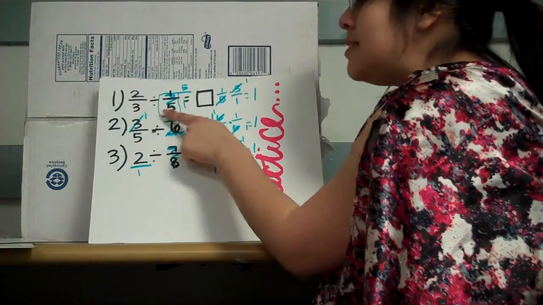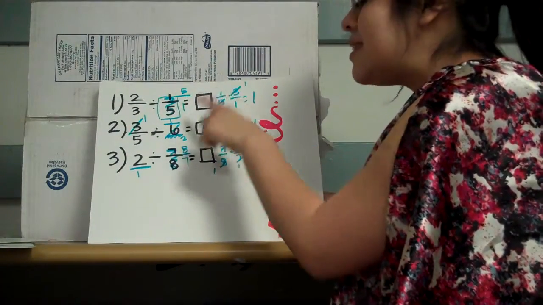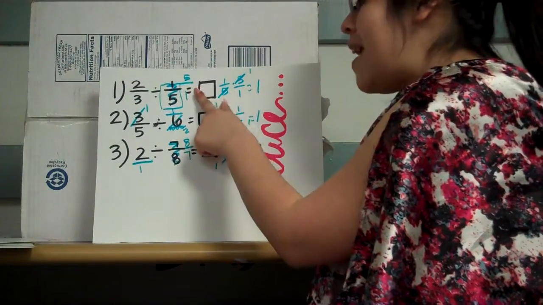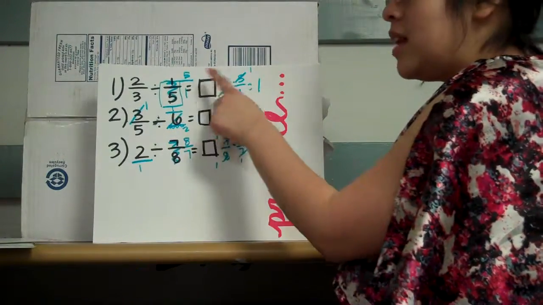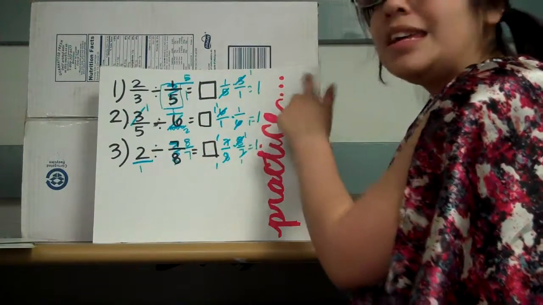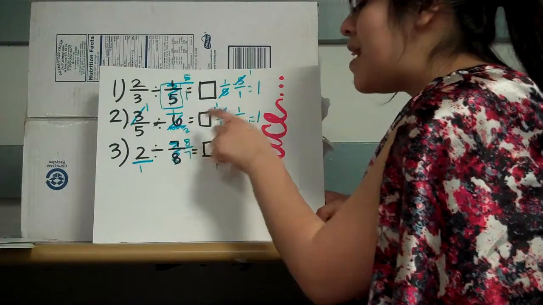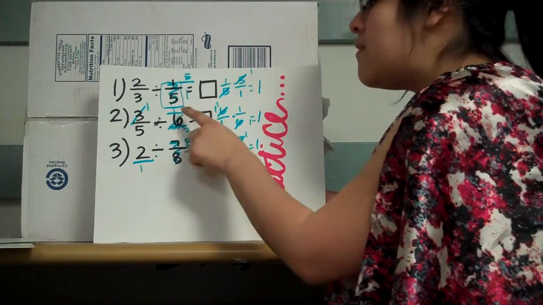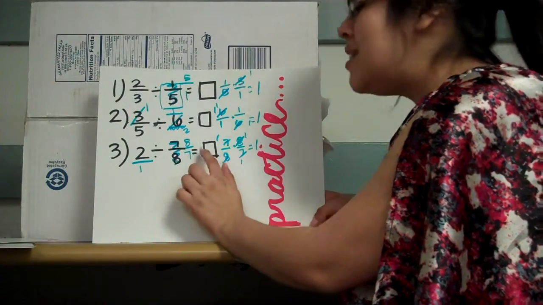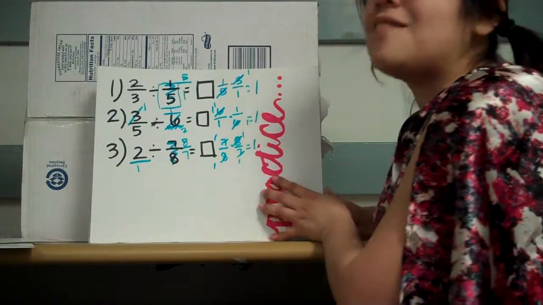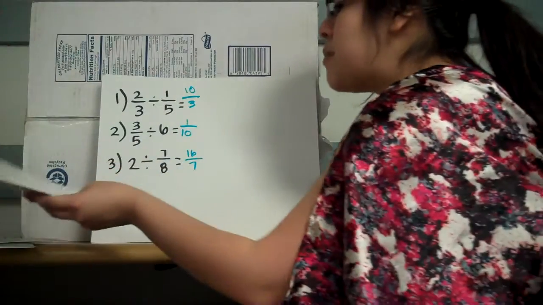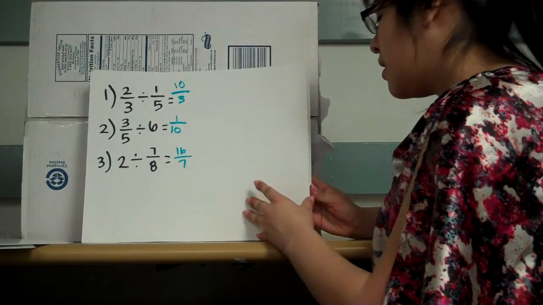So here we have 2/3 divided by 1/5, and in all of these, I've only found the reciprocal. So we see that we have 1/5 when we switch it over to 5/1. And like I showed right here, 1/5 times 5/1 gives us 1. 3/5 divided by 6 gives us a reciprocal of 1/6. 2 divided by 7/8 gives us a reciprocal of 8/7. Pardon that mistake. And here are the problems worked out, or the answers.